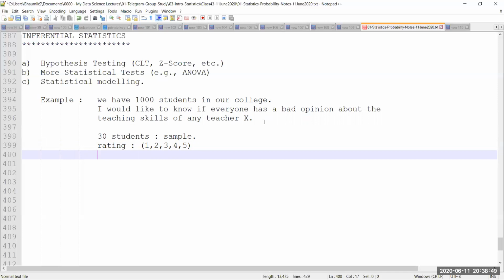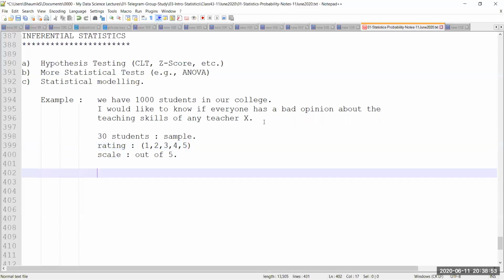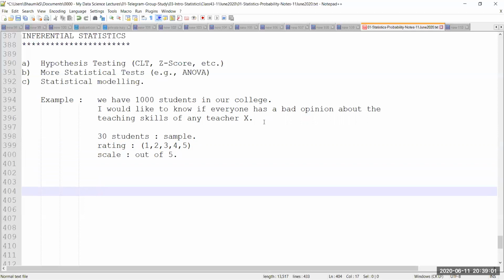So out of a scale of 5, you need to select at least one number. And that number should be, as per you, the representation of how good or how bad the teacher is. Right? And then I'm going to take some kind of decision about the teacher. Maybe I am going to replace him with someone else. Maybe I'm going to ask him to improve, and so on. Now, what essentially I'm trying to explain here is something like this.